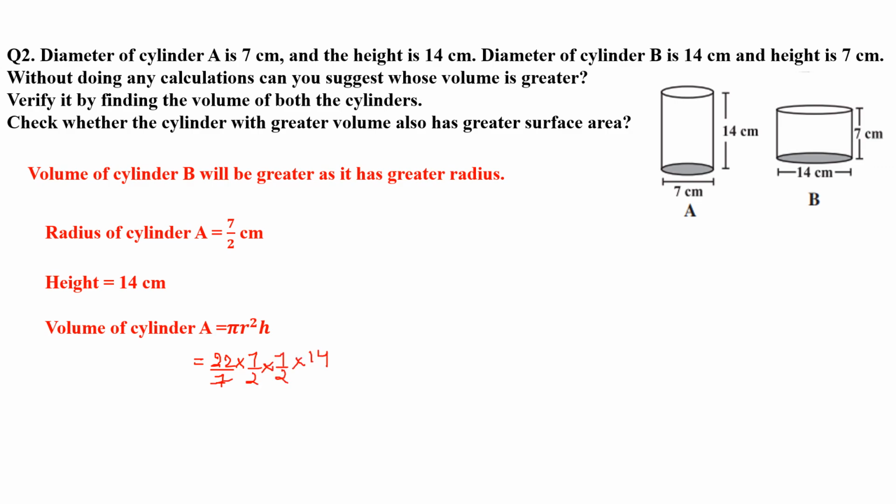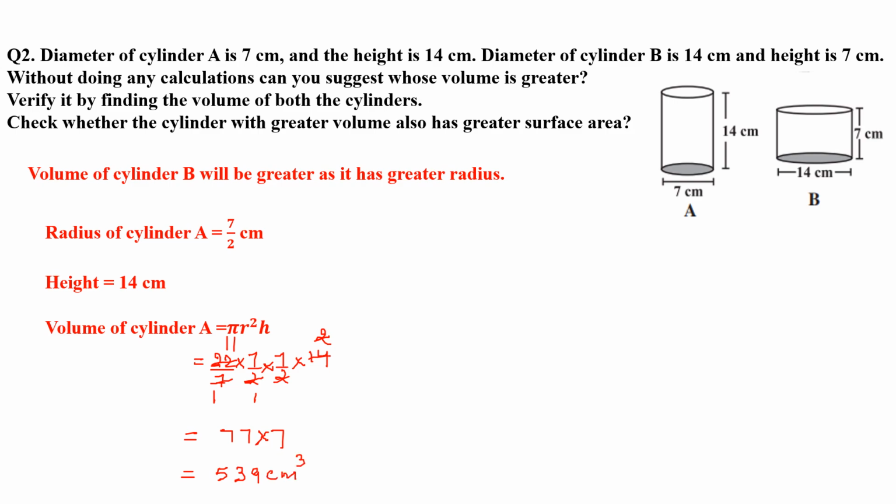Now I am going to reduce it. So 7 times 1, 7 times 2 and again 2 times 1, 2 times 1, 2 times 1 and here 2 times 11. So I am going to get from here 77 into 7 and if I multiply it, I will get 539 centimeter cube. So this is the volume of cylinder A.